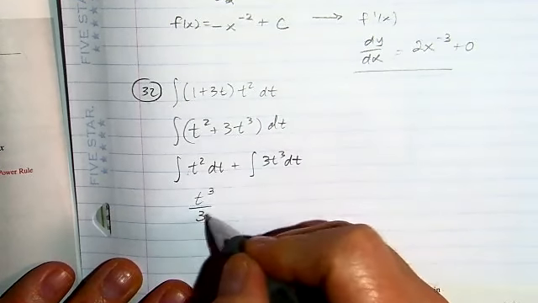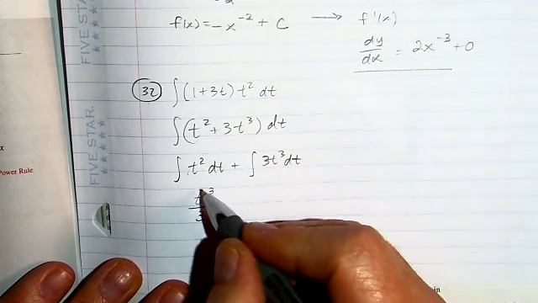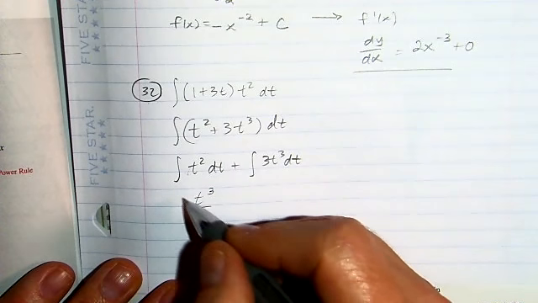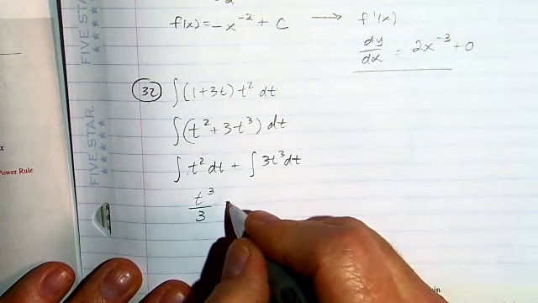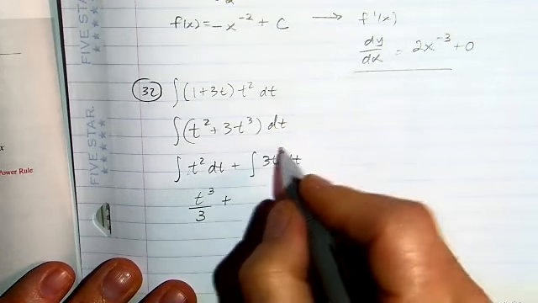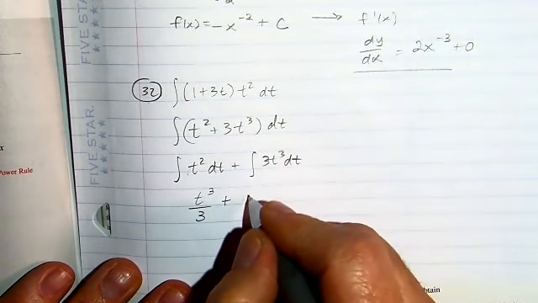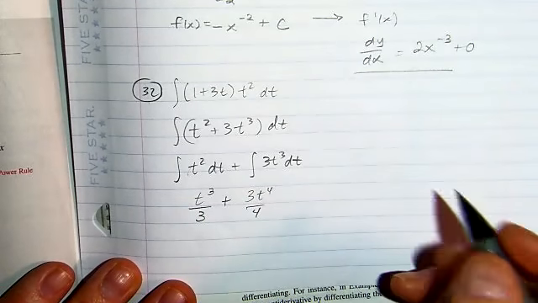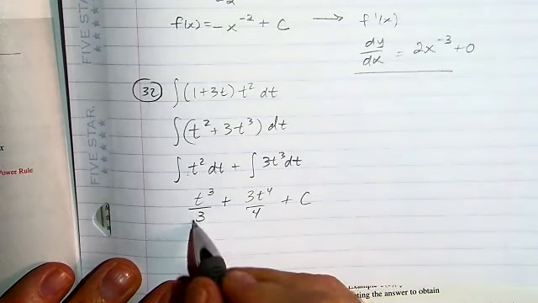And why do we do that? Because when we do the derivative, remember there's a connection here. We take the derivative, we bring the 3 out front, reduce this to a 2, and we need that 3 to cancel out so that we have the t squared. Plus, here we're going to do the same thing. We're going to raise this up 1 and then divide. So this will be 3t to the 4th over 4. And then we always have this plus c on the end. Okay, so this is our answer.